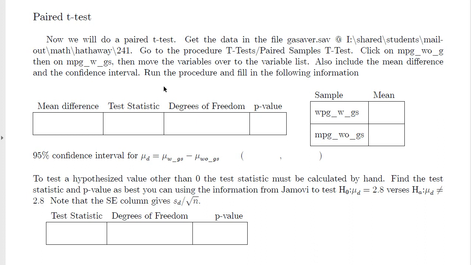In this case, you're going to use the paired samples t-test. You're going to be looking at mileage for vehicles, miles per gallon with and without. And you're going to put that data in here. So you're going to have a mean difference, a test statistic, degrees of freedom, p-value, and then your sample means that will come from descriptives. And then your 95% confidence interval, you're going to do with minus without, and it matters how you add the variables. So let's look at an example here.